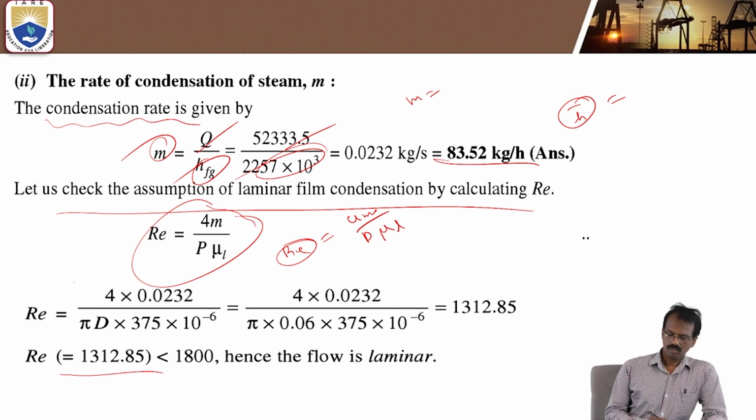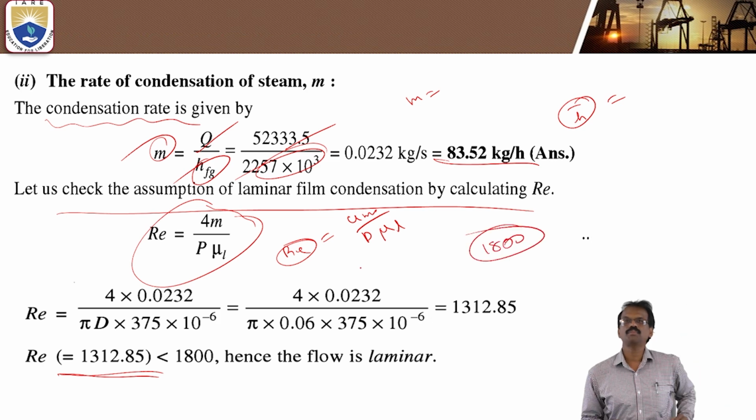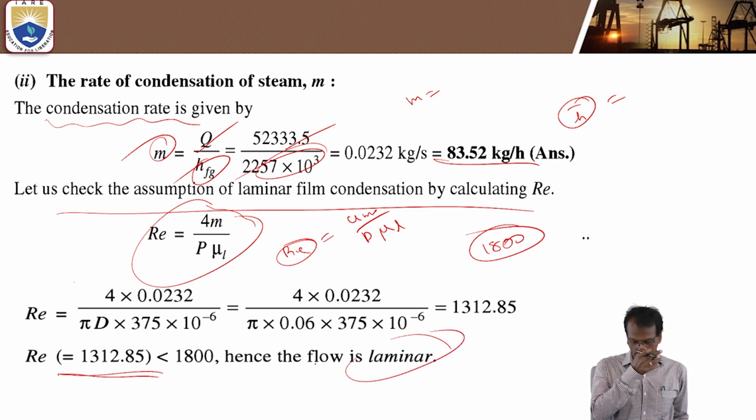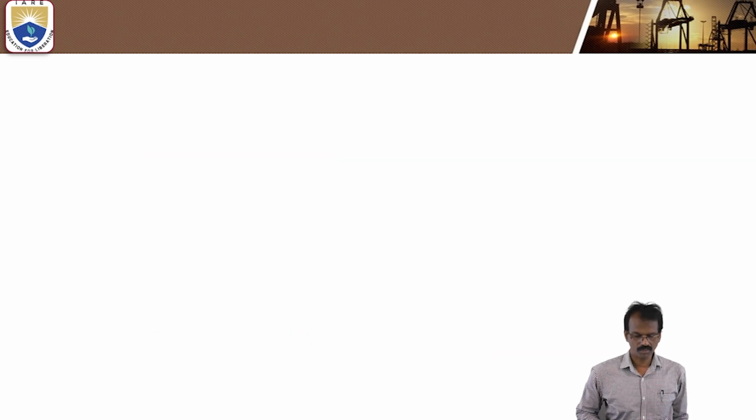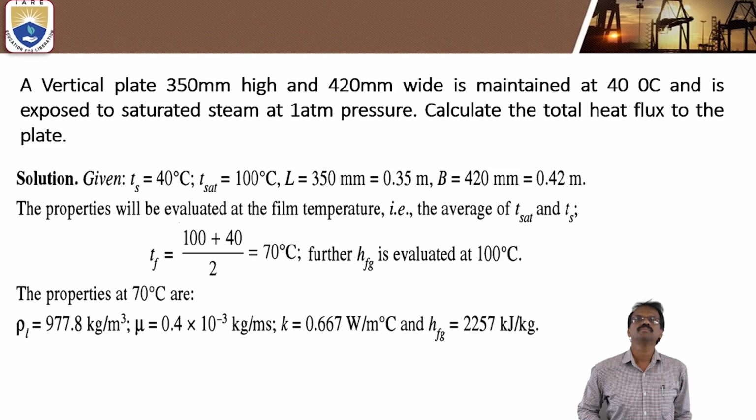Based upon this number, if the Reynolds number is less than 1800, then the flow is laminar. If it is greater than 1800, that shows turbulent flow. Okay, because we started with the formula for laminar condensation on a vertical surface, because of that assumption we started that.